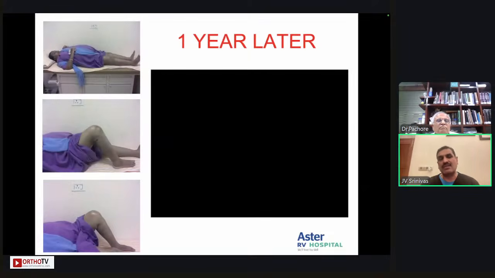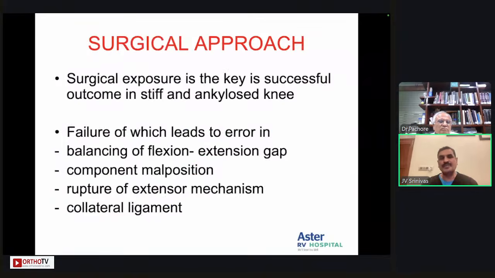This is what the patient had post-surgical. After the plastic surgery, once we addressed the scar, she got a complete extension and fairly good range of flexion here. So scar management definitely is one of the contributing factors for the stiffness of the knee, and definitely with the help of a plastic surgeon, you need to look into it, or else you will do a knee surgery, but the range of movement, you may not get it.